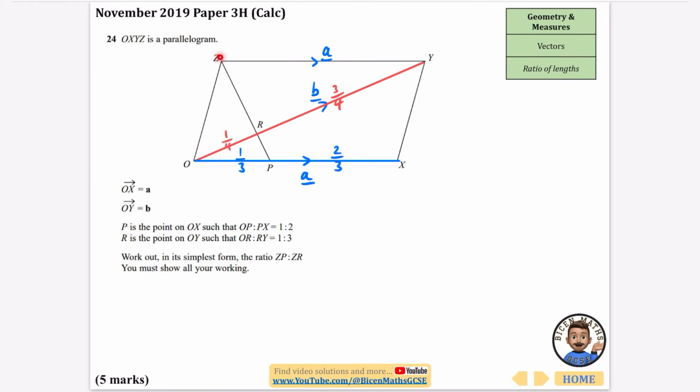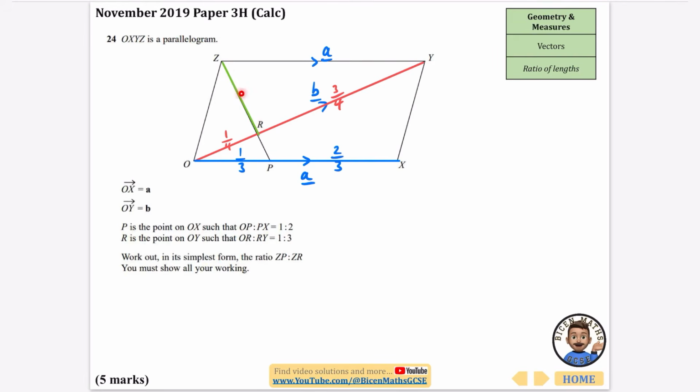So we're going to do the ratio of ZP to ZR. I think this is going to be the same kind of thing that we've done. We're going to try and do the journeys of ZR in a couple of different ways. Because what does it want? ZP to ZR, great fun. In this line that we've got here, we're going to want to work out the journey of ZR in a couple of different ways.